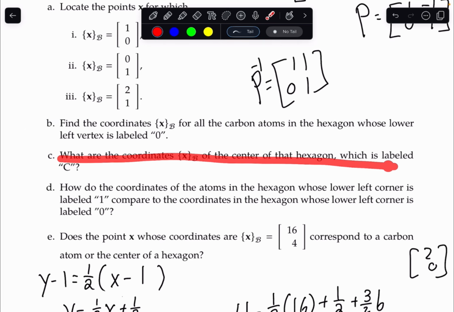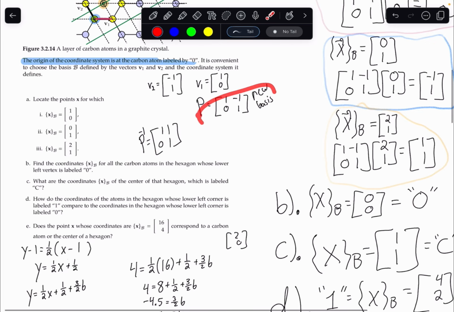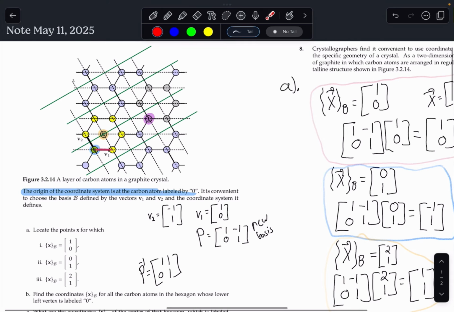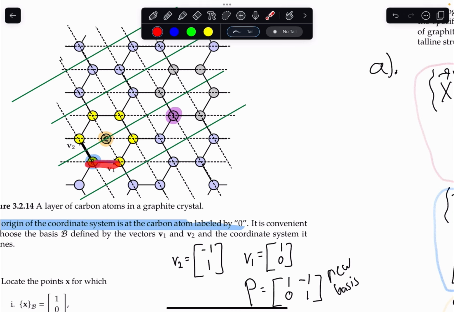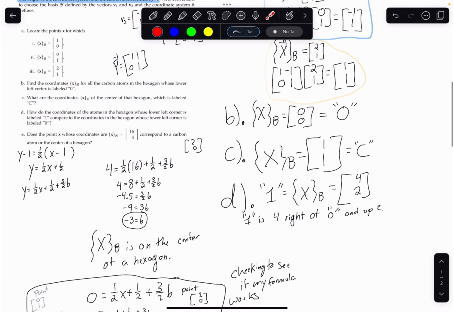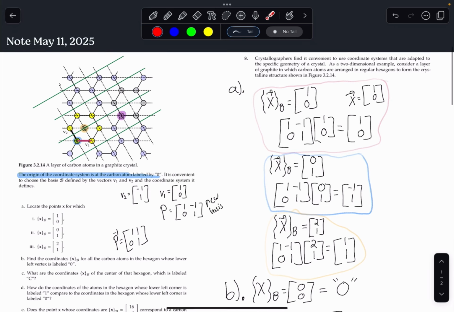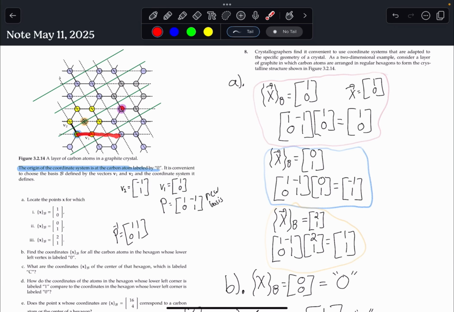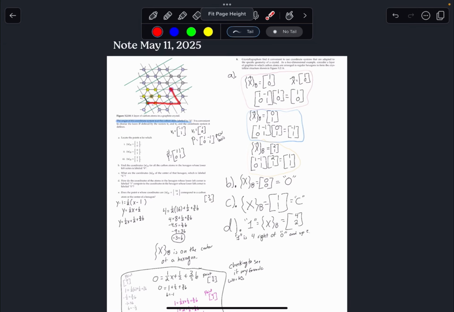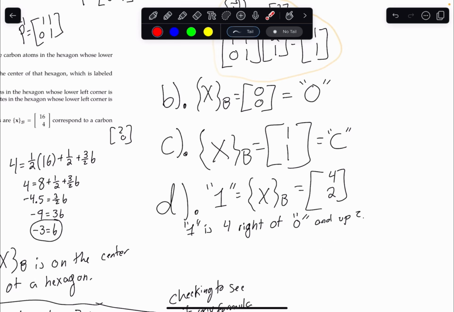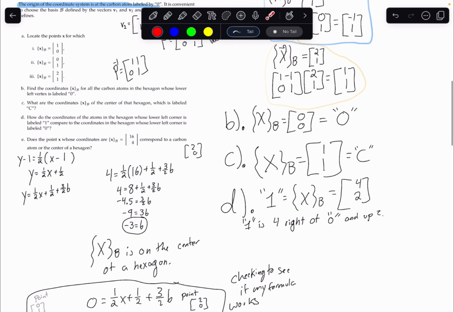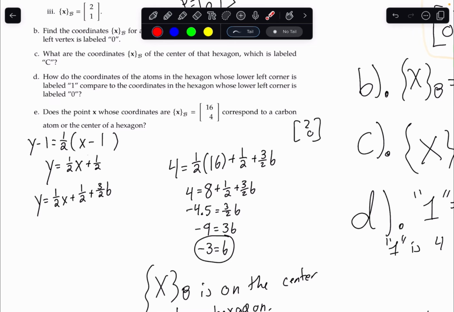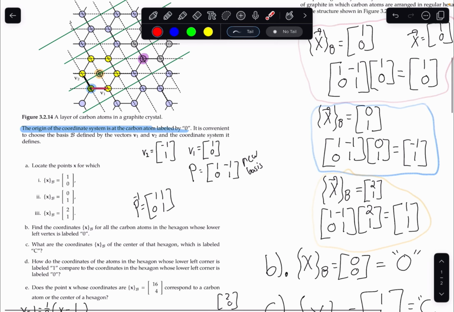What are the coordinates x_B, that is, in our new basis of the point labeled C? Obviously, I drew this, so this is really easy: right 1, up 1, so (1, 1). And then how do the coordinates relate? This little point up here is 4 right and up 2 from the (0, 0) position. Since it's in x_B here, I just decided to do this in x_B.